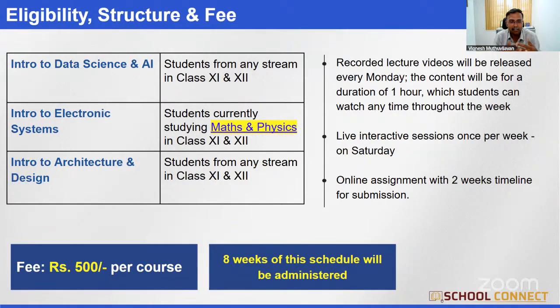But as of now, we are offering courses targeted at class 11 and 12 students. For the data science program and the architecture program, students from any stream can do the course. For the electronic systems program, students have to have basic maths and physics in class 11 and 12.